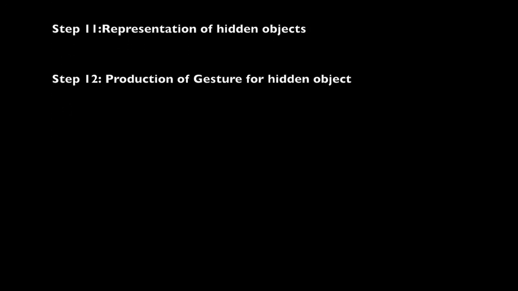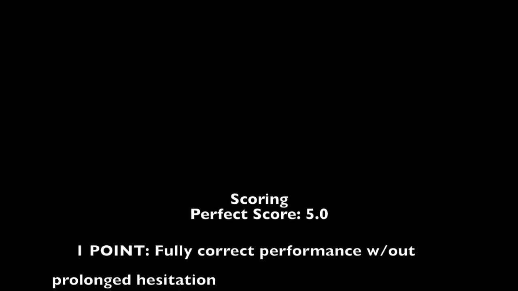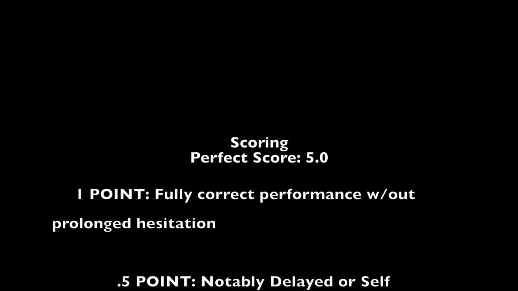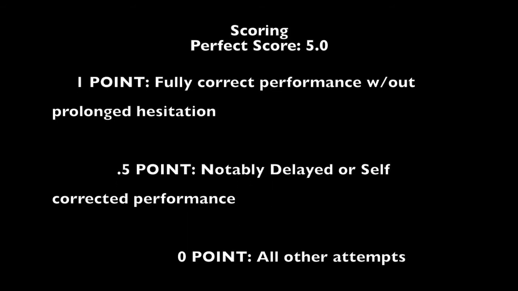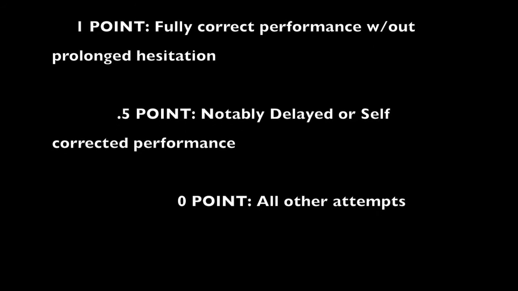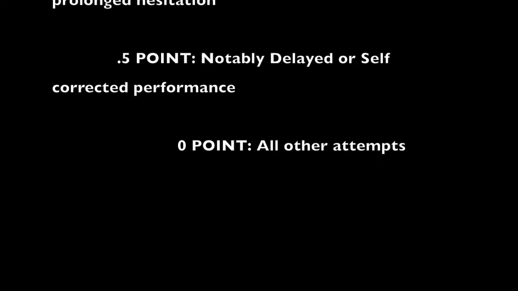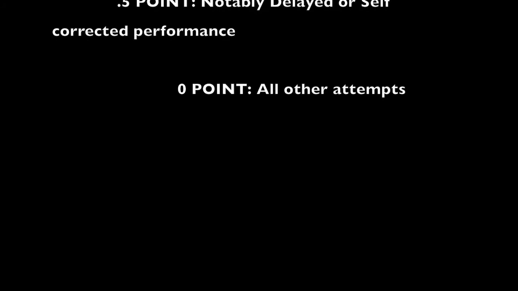For scoring, a perfect score is 5. To move on to the next step, the patient must earn an overall score of 4.5. For scoring, 1 point means fully correct performance without prolonged hesitation. 0.5 points is a notably delayed or self-corrected performance, and 0 points is for any other attempt.